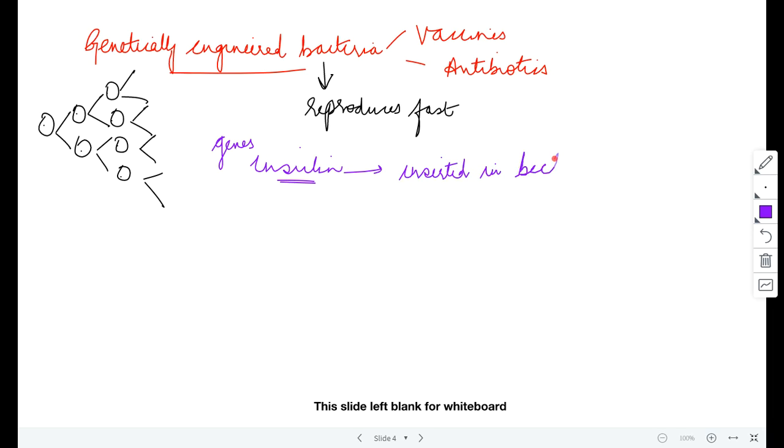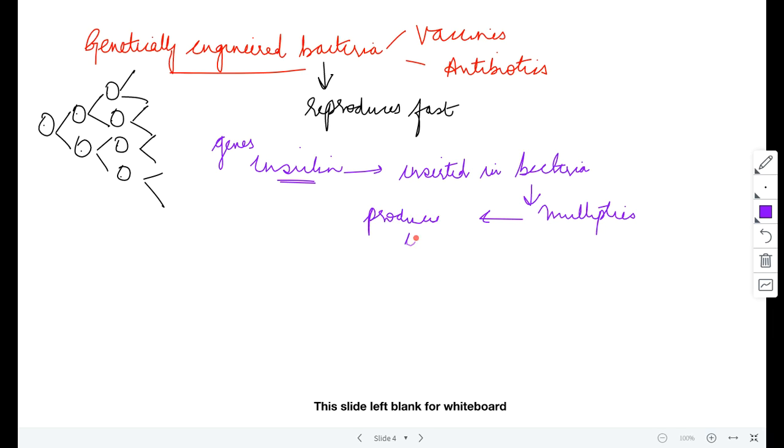Then what happens when they are inserted in the bacteria? This bacteria multiplies, means it reproduces very fast. And then what happens? It produces insulin.